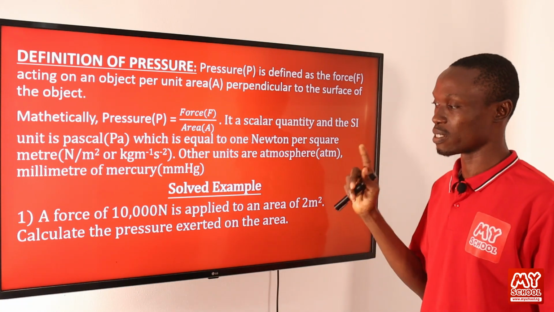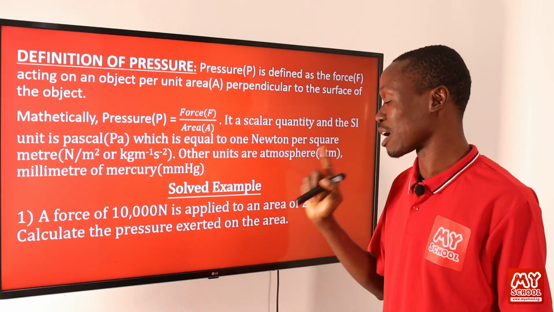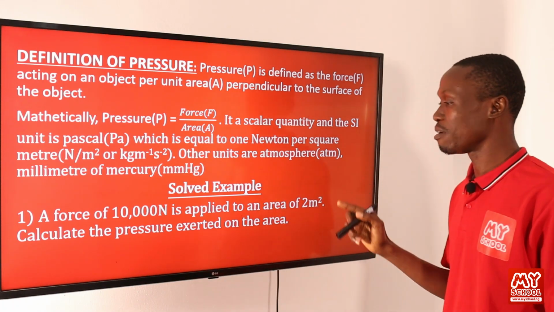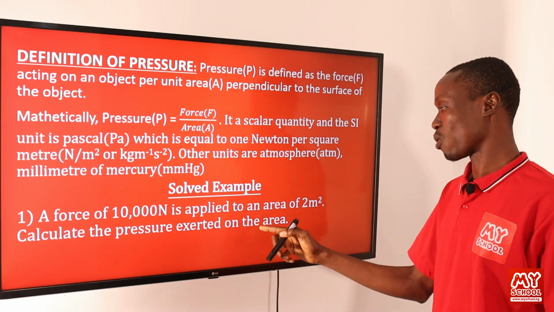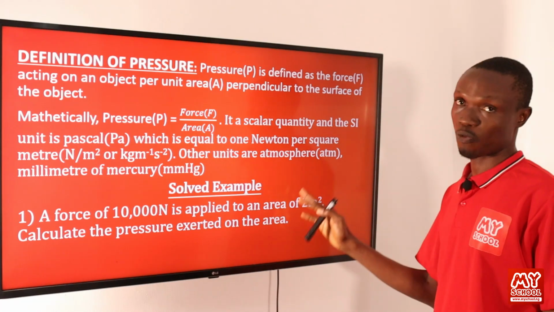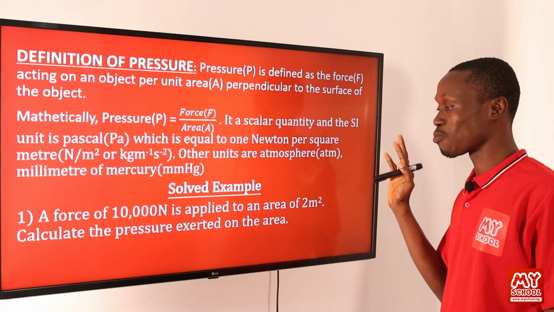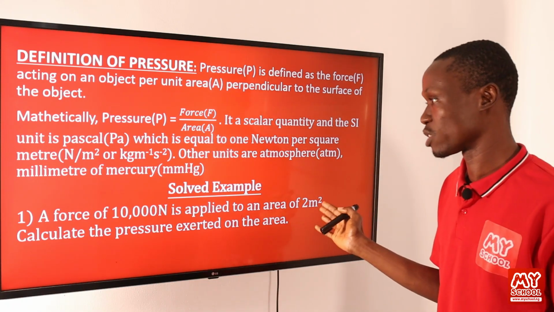So let's begin with example 1. A force of 10,000 Newton is applied to an area of 2 meters square. Calculate the pressure exerted on the area. For this problem, I think we are not going to move over to the board because it's quite easy.